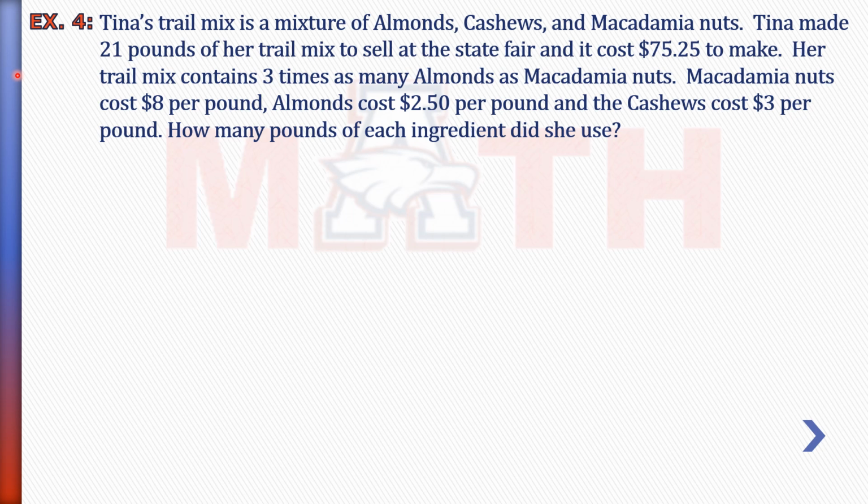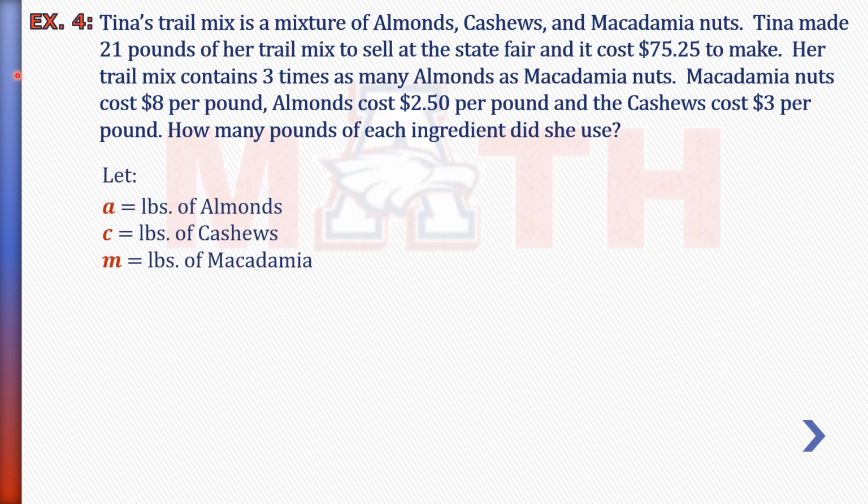All right, so the first thing we need to do is identify our variables, okay? And I'm going to use A for the almonds, C for cashews, and M for macadamia nuts. Now, I know you guys are stuck on X, Y, and Z, and if you want to use X, Y, and Z, by all means, feel free to do that. I don't, because then I forget what I assigned X to and what I assigned Y to and Z.